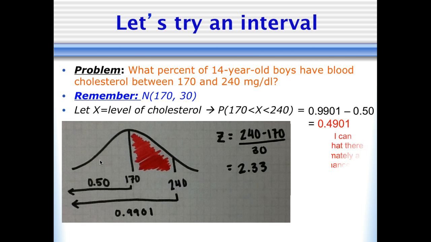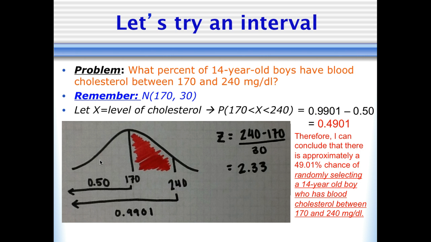So here's my context. Therefore, I can conclude that there is approximately a 49.01% chance of randomly selecting a 14-year-old boy who has a blood cholesterol between 170 and 240 milligrams per deciliter. One thing to note is notice I have my units.